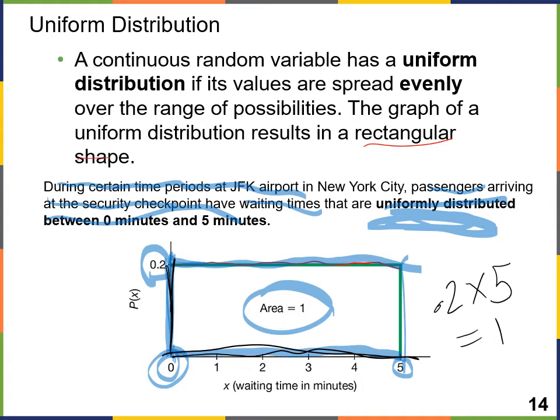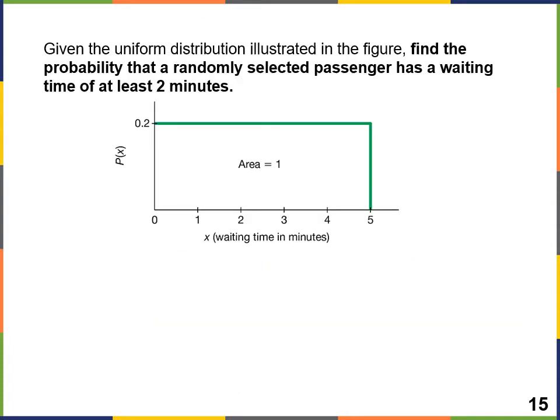Okay? So let's say, given this situation, find the probability that a randomly selected passenger has to wait at least 2 minutes. So at least 2 minutes means 2 minutes or more.